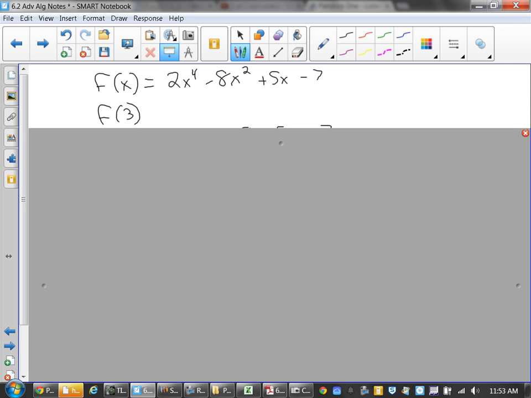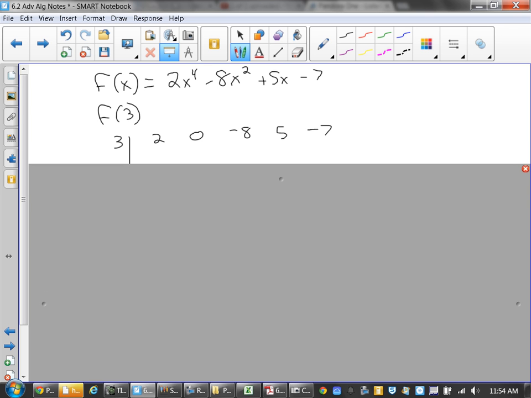I have a function. F of x is 2x to the 4th minus 8x squared plus 5x minus 7. And I want to figure out what f of 3 is. What's that? I want to use a synthetic substitution.